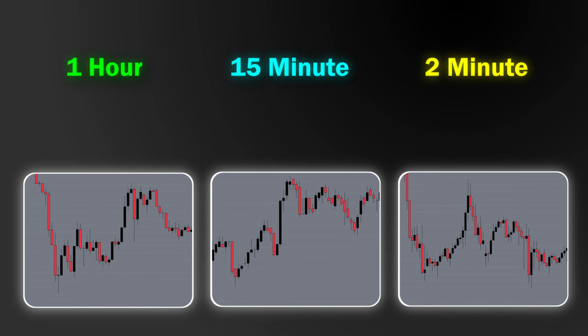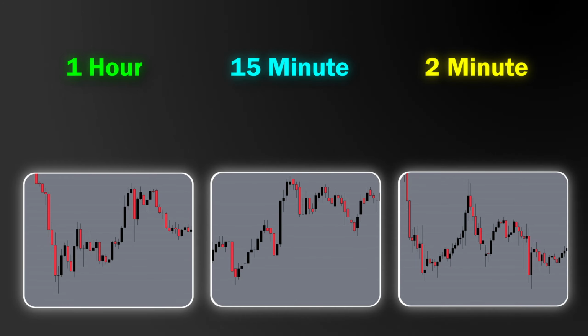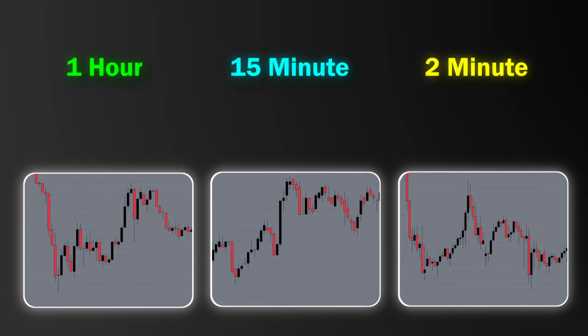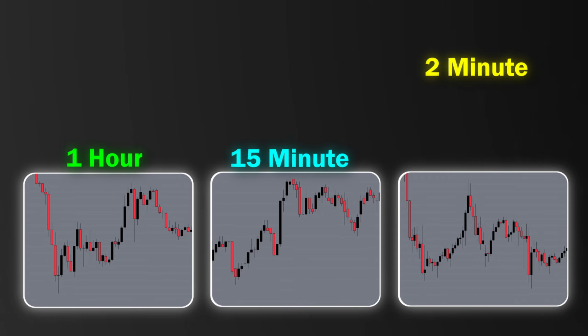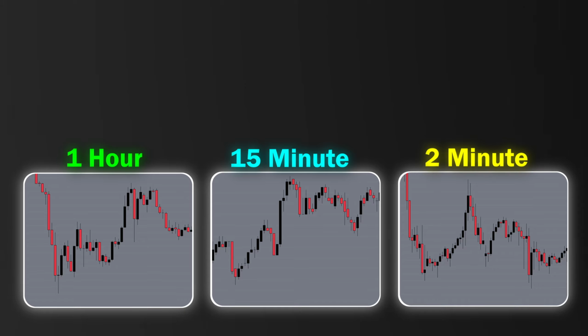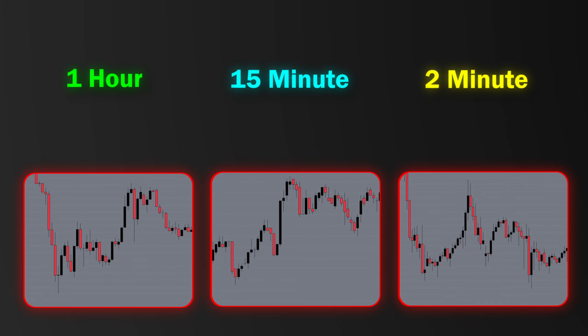Out of these three charts, which one is the 1 hour, 15 minute, and 2 minute? Well, if you said this chart is the 1 hour, then you are correct. If you said that this chart is the 15 minute, well done, correct again. Finally, if you said that this chart was the 2 minute, great job, you were correct. But what if I told you that you weren't correct and that I just lied to you?